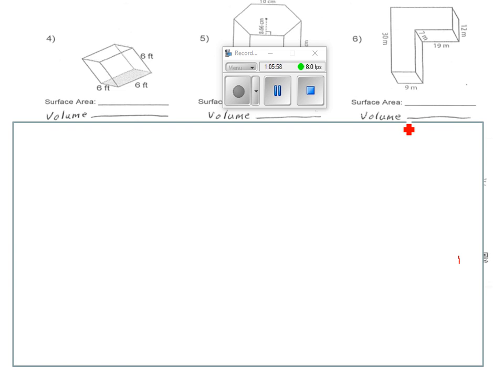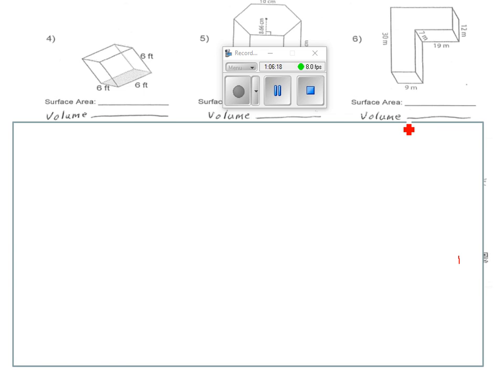What kind of shape do we have in number 4? A rectangular prism. Well, a cube. Rectangular prism or cube. Either one, does it really matter which one we call it? No, as long as it is a cube. Are all the sides the same? Yeah.